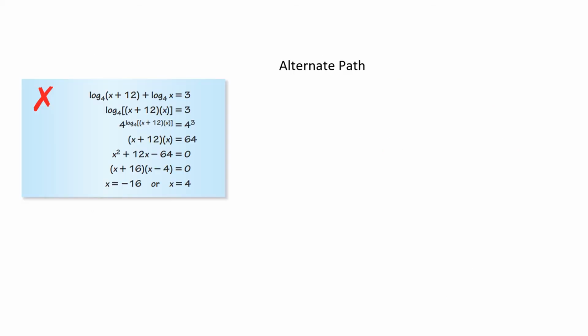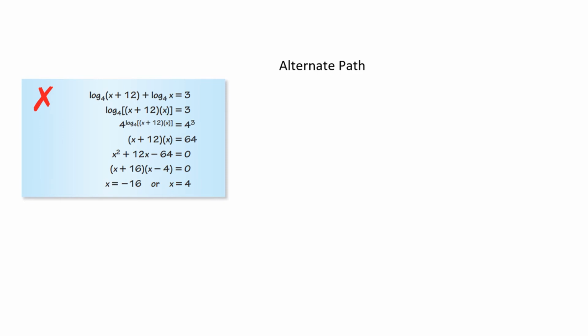Our goal in this next problem is to determine what the error is. We have two log base 4s that we're adding together. They can come together by multiplication, so that second step looks good. We can take the same base, they're choosing 4 here on both sides, and let those first terms become exponents. That's legal. The left-hand side does simplify to x plus 12 times x.